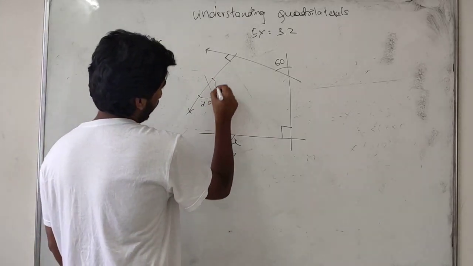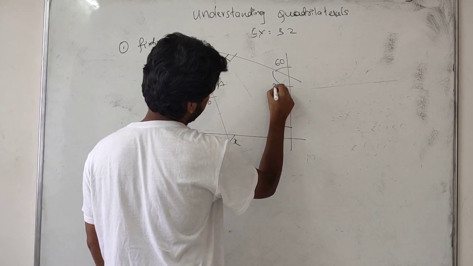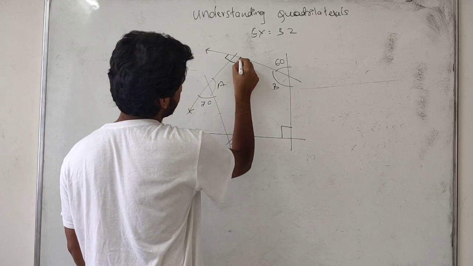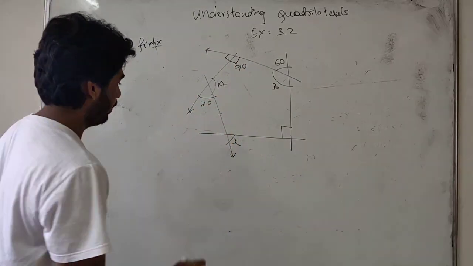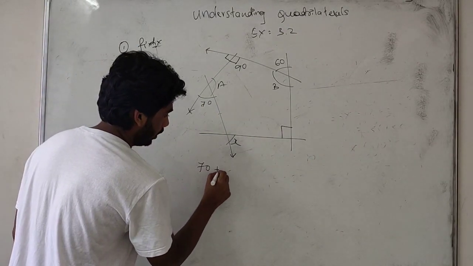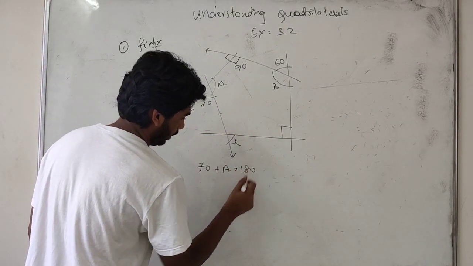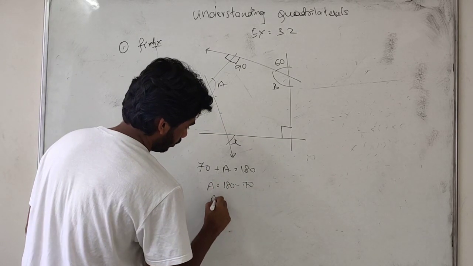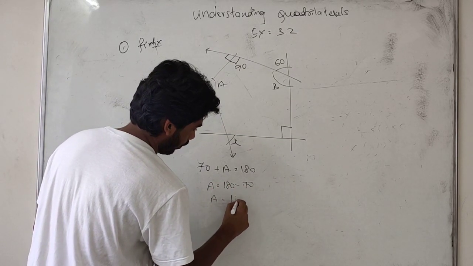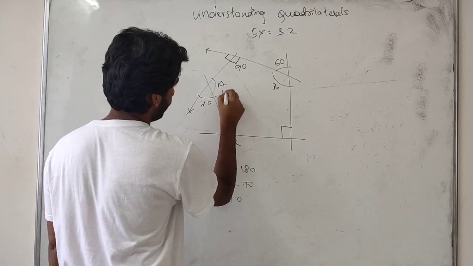Students, here I am taking A, and here I will take B. Perpendicular means this will also be 90 degrees. Now we have to find the value of it. 70 plus A is equal to 180, so A is equal to 180 minus 70, so A is equal to 110. So A will be 110.